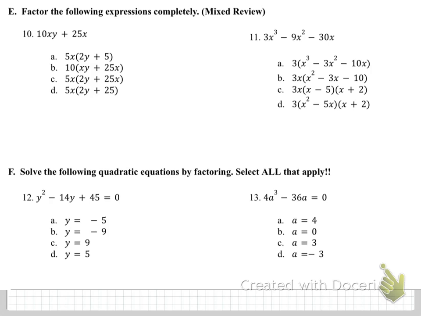Here, we have some mixed review. So factor this completely. What we're going to do is factor a 5 and an x out of this, so we divide 5x out. For the first term, you're left with 2y, and for the second term, you're left with 5.